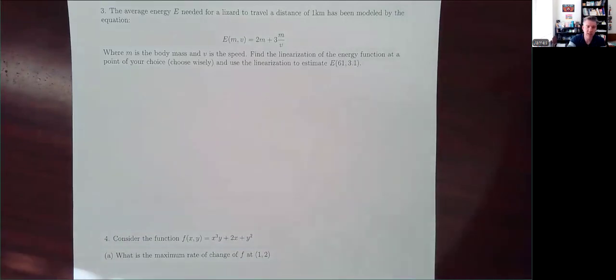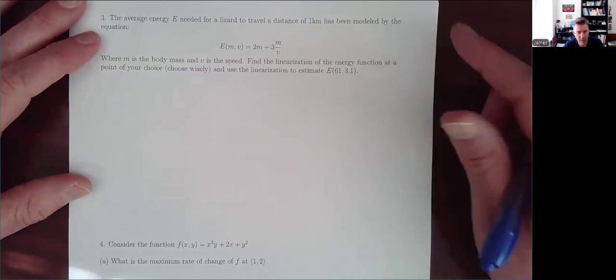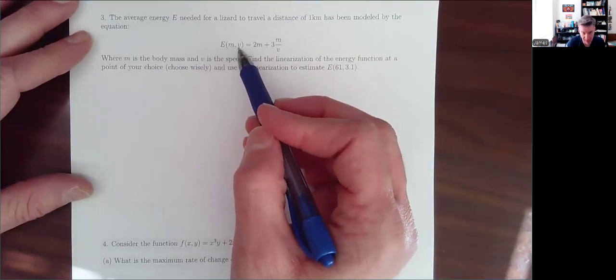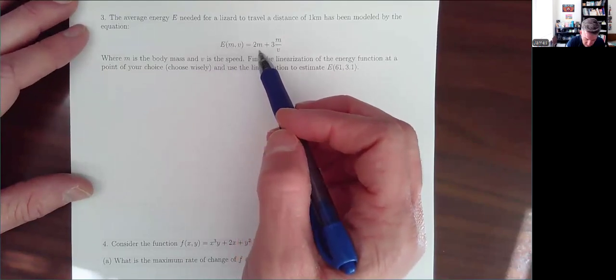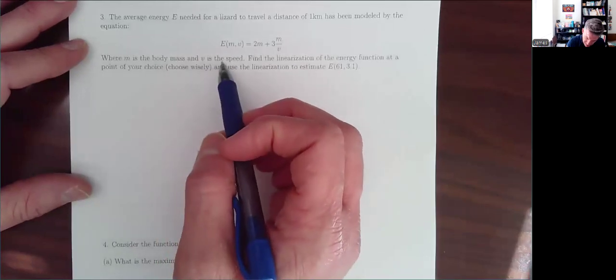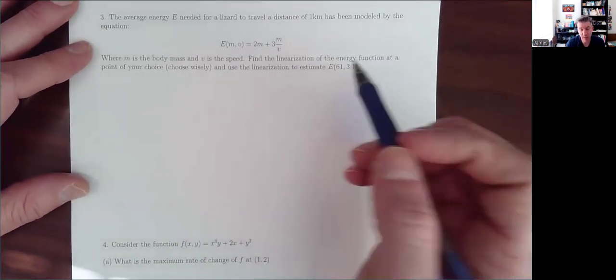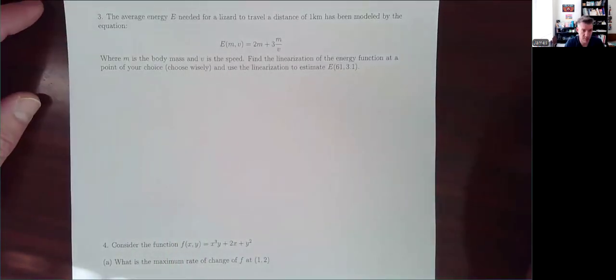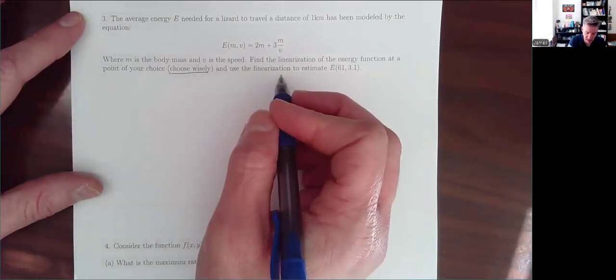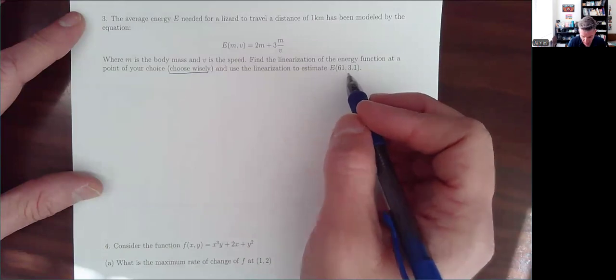The average energy E needed for a lizard to travel a distance of 1 kilometer has been modeled by the equation: energy for a certain mass and velocity or speed is equal to 2m plus 3m divided by v, where m is the body mass and v is the speed. Find the linearization of the energy function at a point of your choice. Choose wisely and use linearization to estimate E of 61, 3.1.